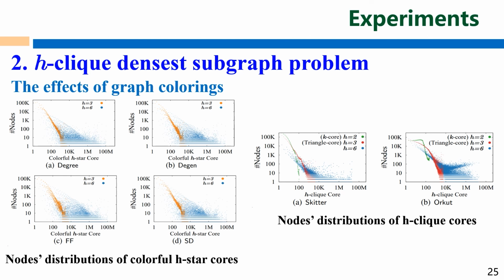The right figure shows node distribution of different H-click cores. Again, the distribution of H-click core follows a power law distribution. In addition, we can also observe that 3-click cores and the colorful 3-star cores have a similar node distribution. Besides, these 2 kinds of distribution share the same trend when H values get larger. Therefore, our colorful H-star core model can still be seen as a good approximation of H-click core.